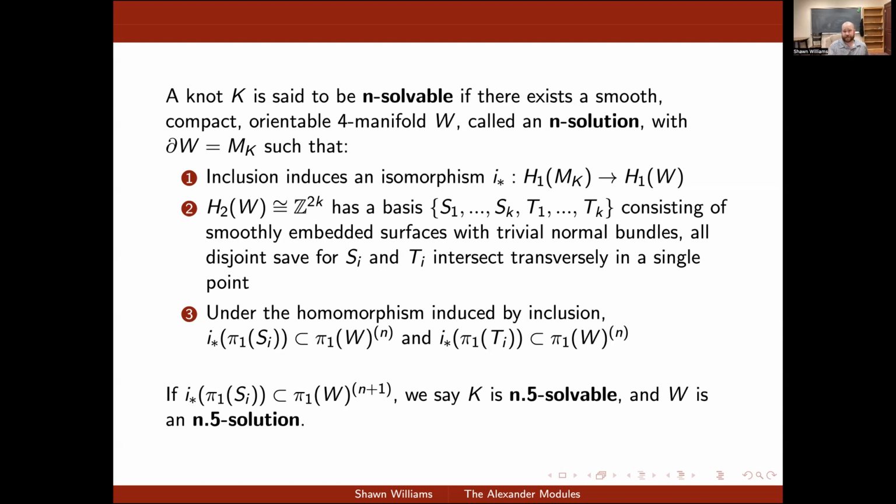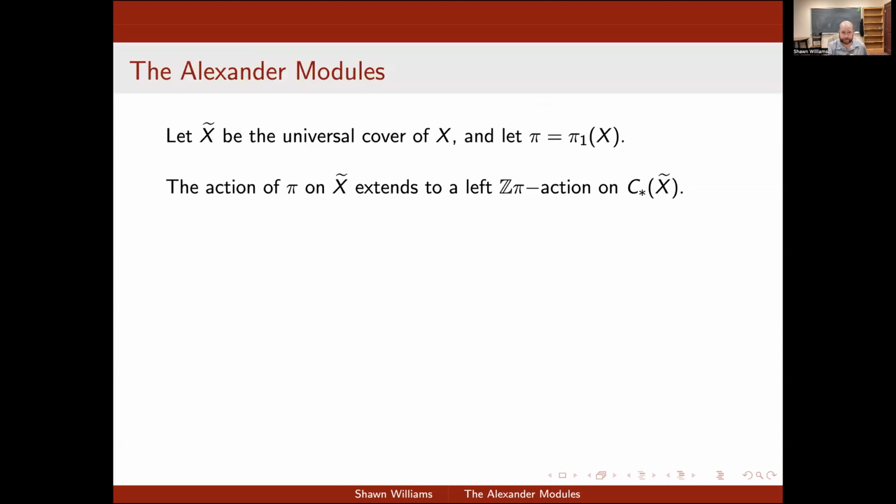Okay, so now I want to define the higher order Alexander modules and their associated polynomials. To make things a little easier to understand, I want to introduce the notion of twisted homology. To get the twisted homology, I want to consider the universal cover, X tilde. For brevity, I will denote by pi the fundamental group of X. Like we saw before, since pi is the deck group of the universal cover, the action of pi on X tilde extends to a Z[pi] action on the chain complex of the universal cover.